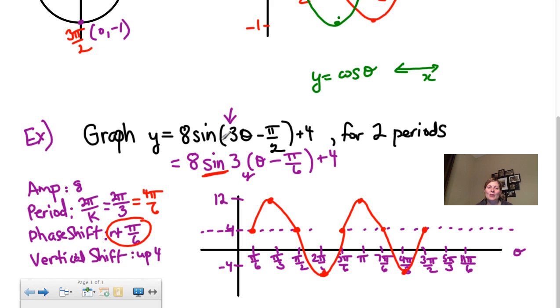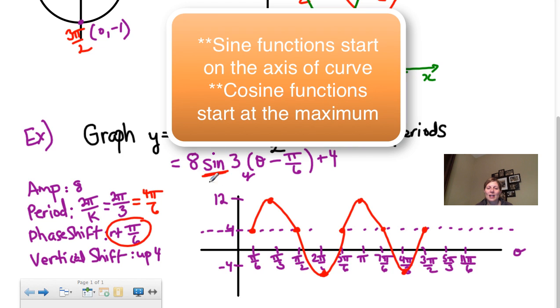If, for example, the transformation gave this as a cosine function, then the only difference is that you would start on a maximum at pi on 6 as opposed to on the axis of curve.